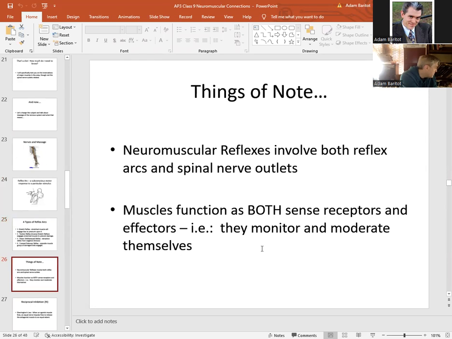Very good. Neuromuscular reflexes involve both reflex arcs and spinal nerve outlets, which we mentioned. Muscles function as both sense receptors and effectors. We have little nerve structures in each muscle that respond for themselves.